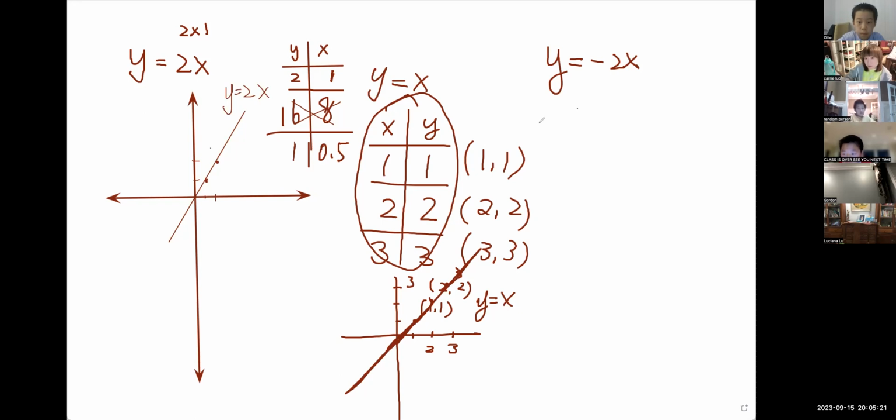Okay, so next one, y equals negative 2x. Ollie is learning well, but if you don't make the table, it's still easy to make mistakes. So my target for all of you is don't waste time on the simple questions. Just do exactly what the teacher tells you, so we won't make mistakes, okay? So let's take a look at y equals negative 2x, okay?